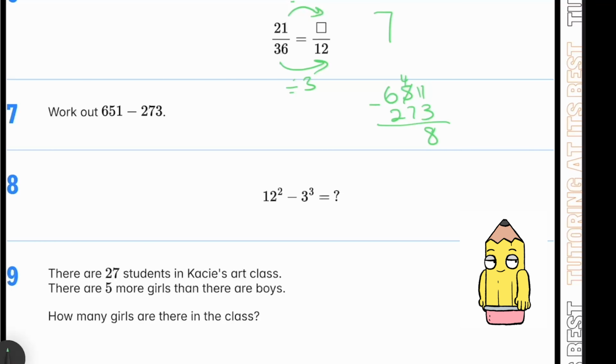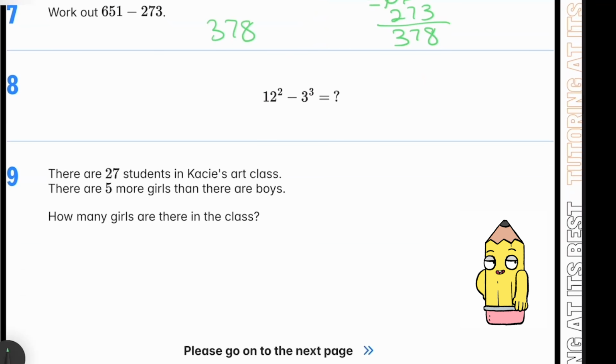Now, as 1 ten was exchanged into ones, we're left with 4 tens, but this is less than 7. So we have to exchange 100 for 10 tens. So now we have 14 take away 7, which is 7. So we write 7 under the line here. And we only have 5 hundreds left. So 5 take away 2 is 3, and 378 is our answer.